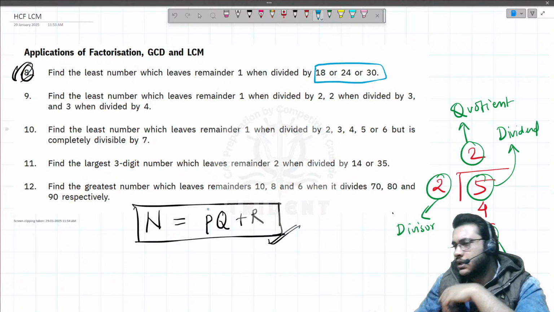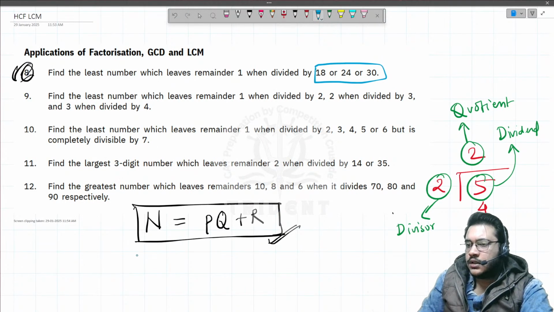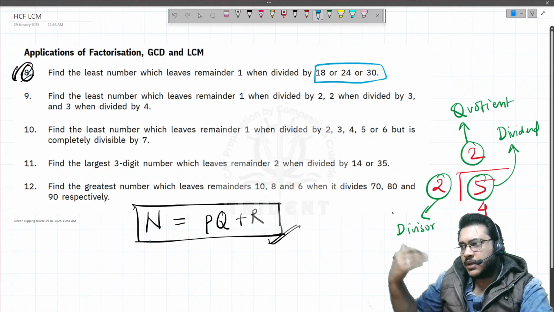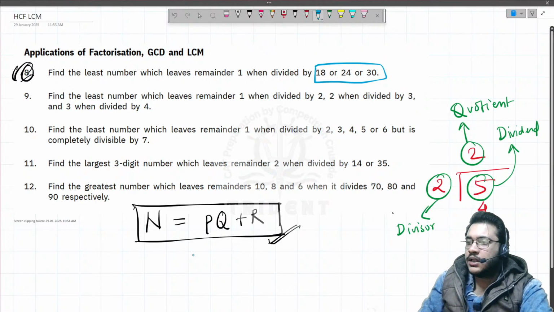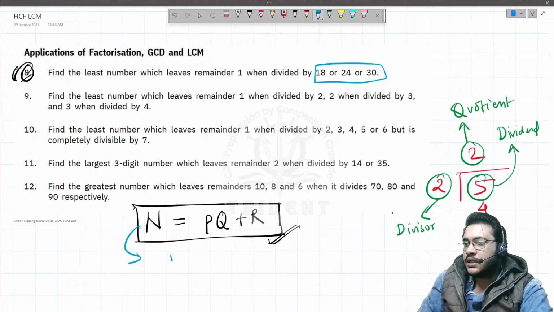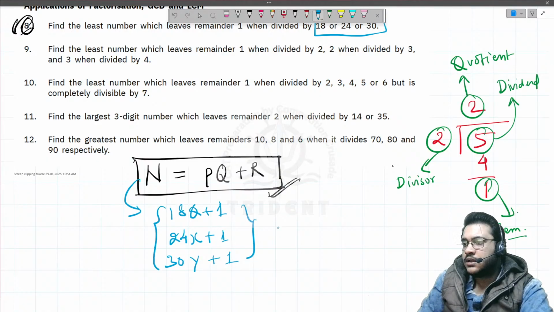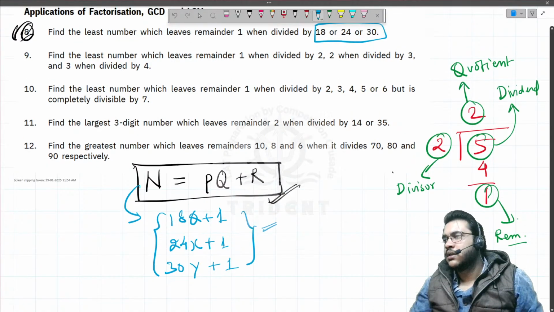So now with this logic, if we have understood the fact that the numbers which we were discussing, जो मैंने पहले लिखा था, n by 18, n by 24, n by 30, now I think you guys will be able to understand that 18q plus 1 could be that number. 24x plus 1 could be that number. And 30y plus 1 will be that number. In all the cases, 1 is the remainder.